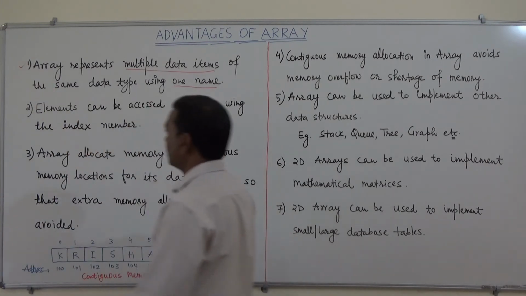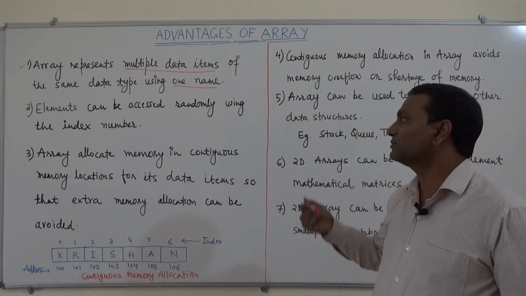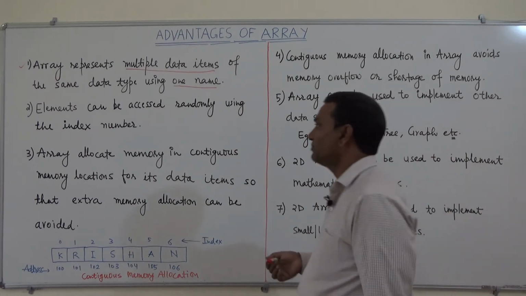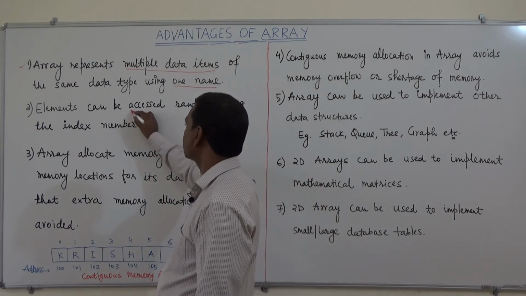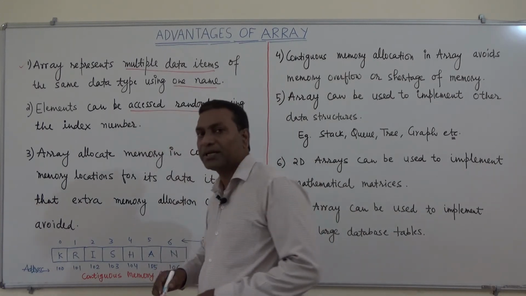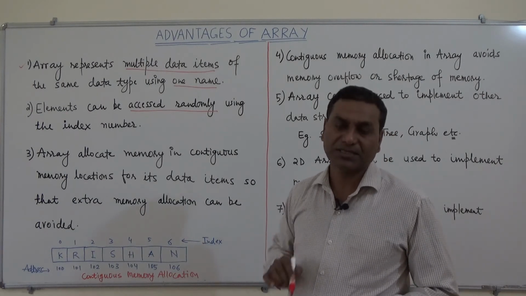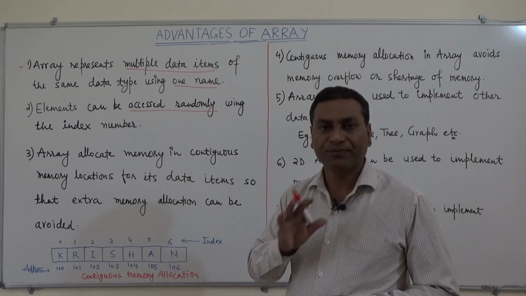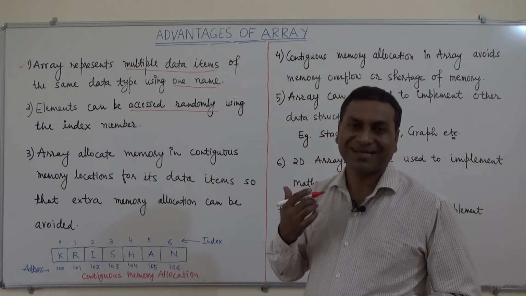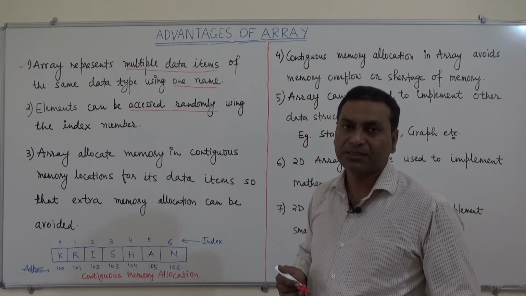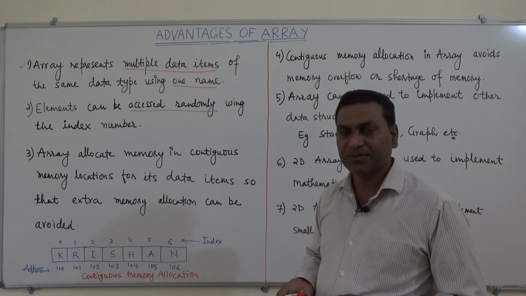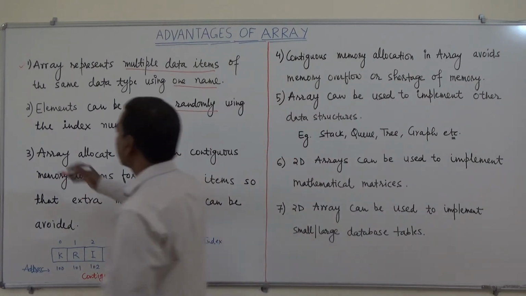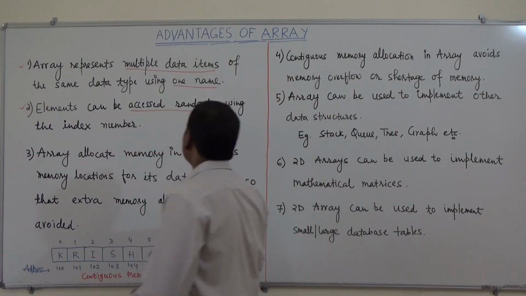Second, elements can be accessed randomly using the index number. So it provides random access. All the data items of the array can be randomly accessed. If our array has 50 elements and we wish to access the 41st element, we can access it by identifying its index. So this is the second benefit.